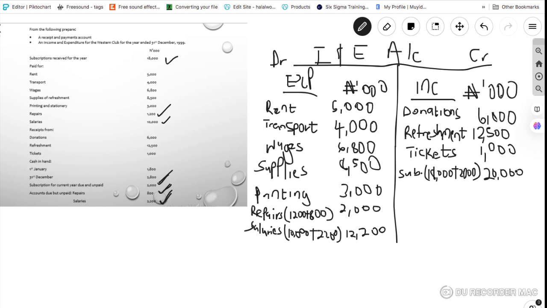So let's do the calculation. Right now we've been able to solve this question, which is quite simple. And as we progress, we're going to be doing more questions.